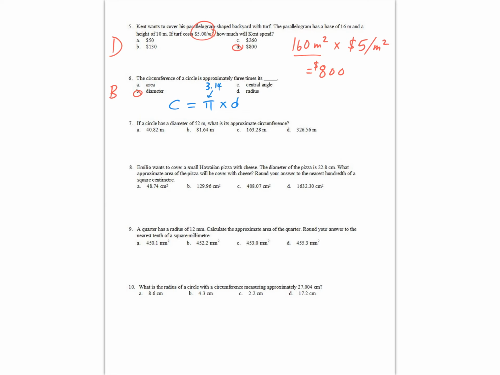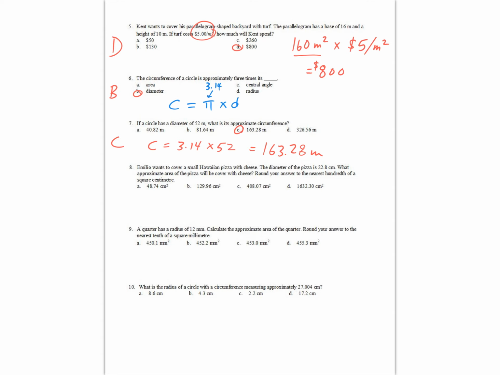Number 7, if a circle has a diameter of 52, what's its circumference? So circumference is pi times the diameter. So we're just going to multiply pi, 3.14 times 52, and we get 163.28 meters. So the answer is C.